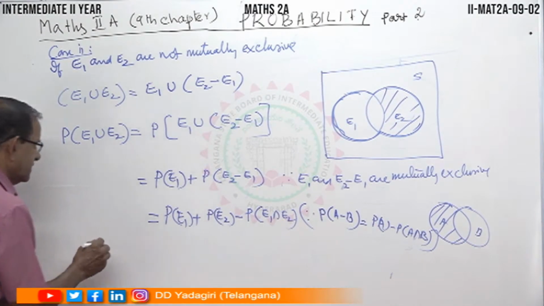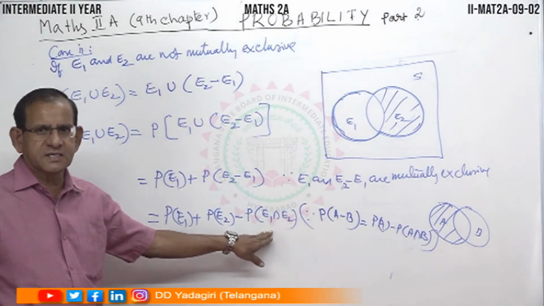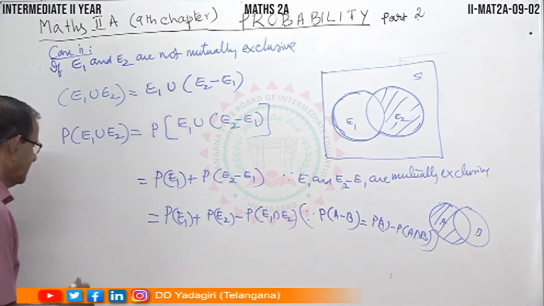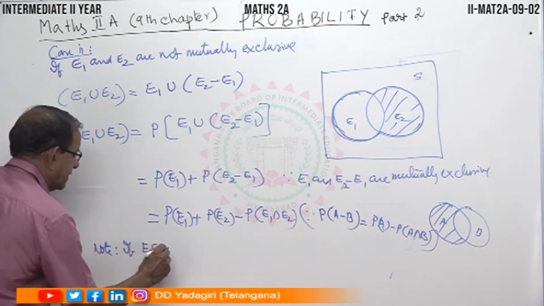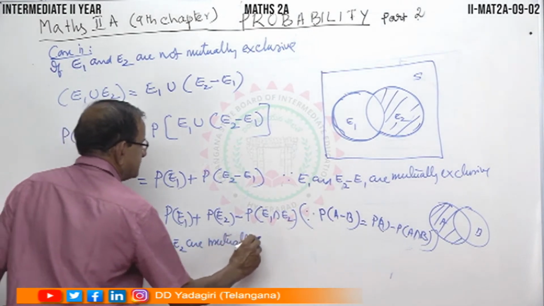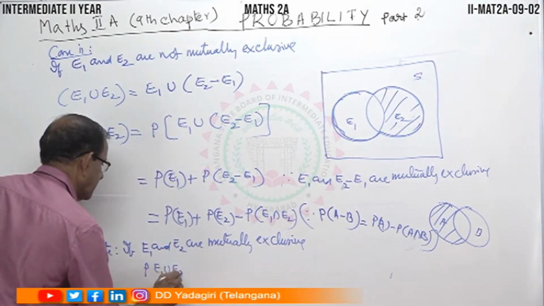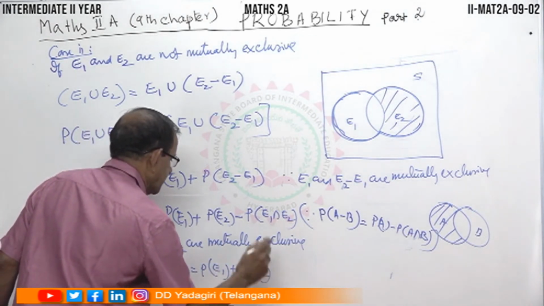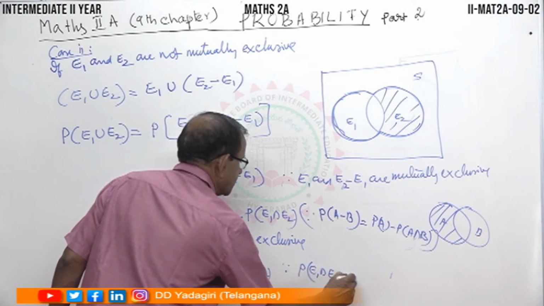Now there is a note also for this. Suppose they are mutually exclusive, then P of E1 intersection E2 is 0. So P of E1 union E2 is equal to P of E1 plus P of E2. Note, if E1 and E2 are mutually exclusive, P of E1 union E2 is equal to P of E1 plus P of E2, because P of E1 intersection E2 is equal to 0.